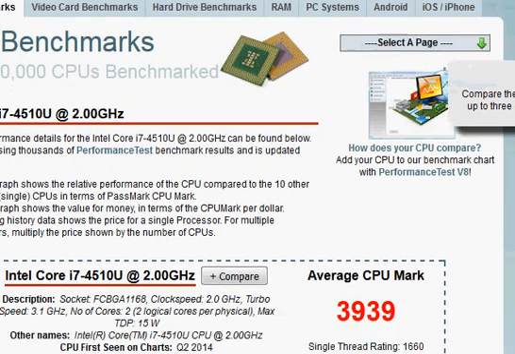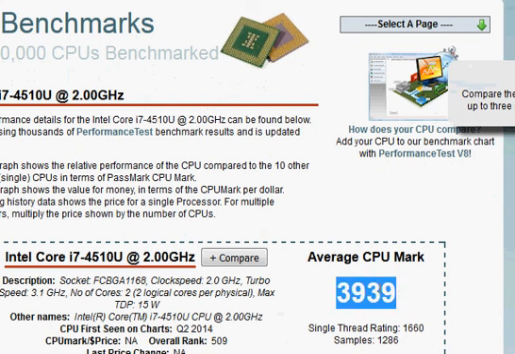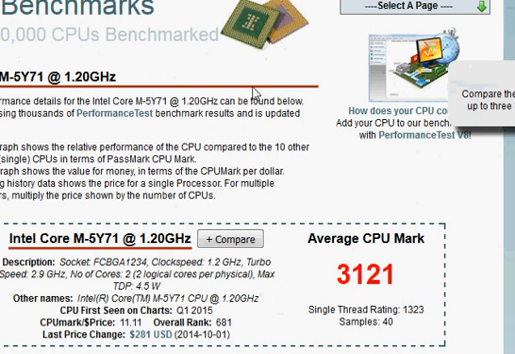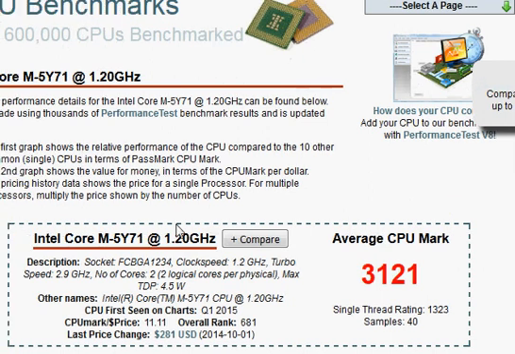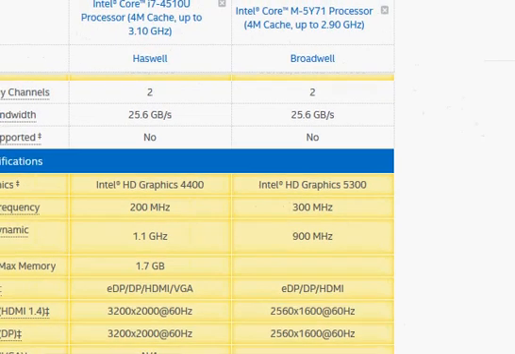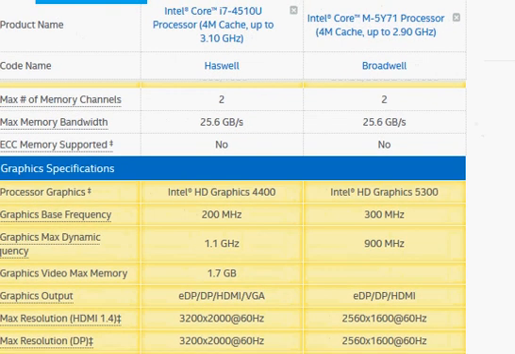We have 3393 for the i7-4510U and 2121 for the Core M-5Y71. It definitely is lower, but it's only like 50% or even smaller, something like a 30% difference between these two processors, you can see. And the Core M-5Y71 is, quite frankly, very decent in terms of power savings and a longer battery life.